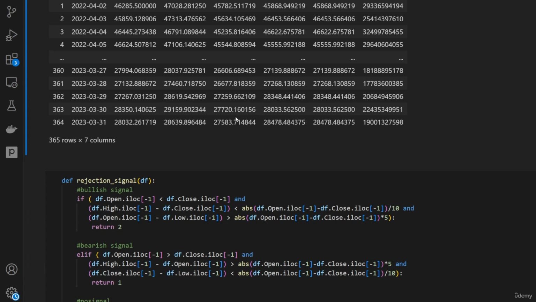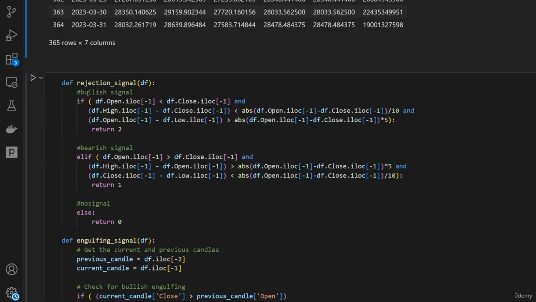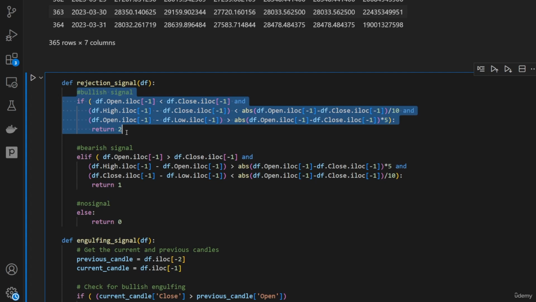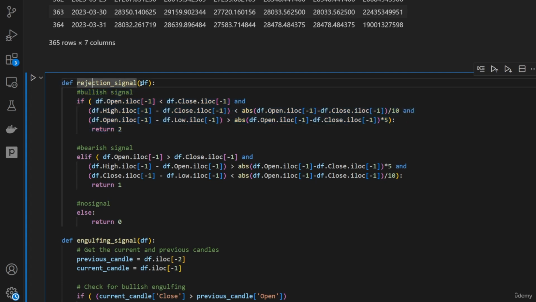So everything is working as intended. Now we can define our indicator. I want to detect the rejection signal, the rejection candle. In this case, I'm dividing it into two parts. This is a function. I'm defining a function. It takes the data frame as an input, and we can start by detecting the bullish signal.